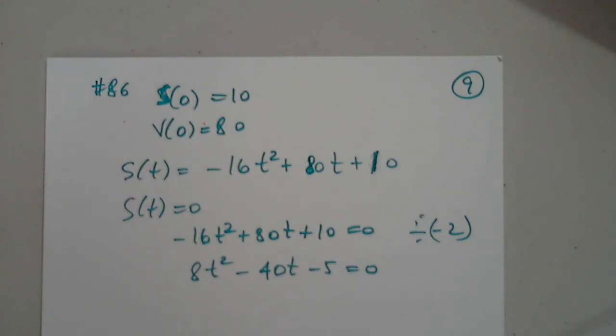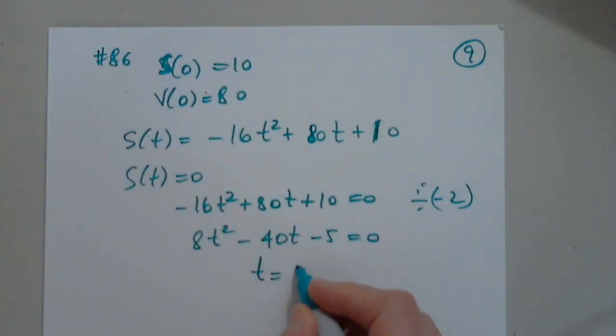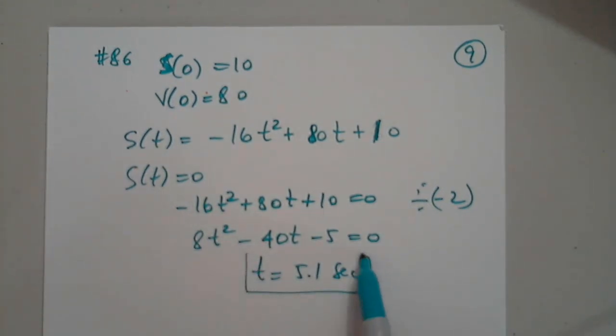So I cannot accept the negative solution. So the only solution is t equals 5.1 seconds. So it takes 5.1 seconds to hit the ground.